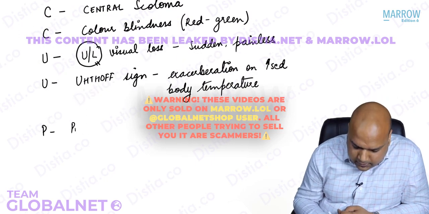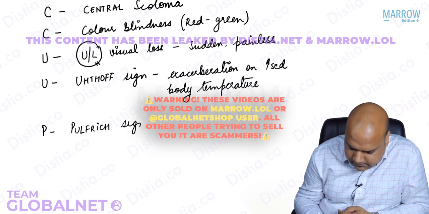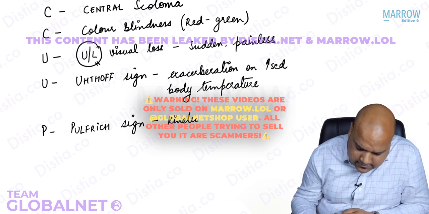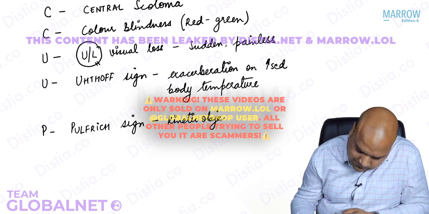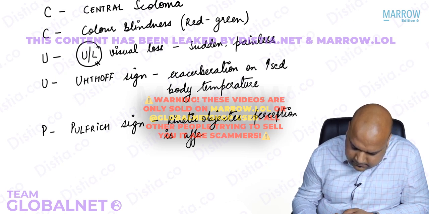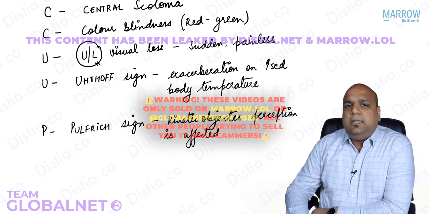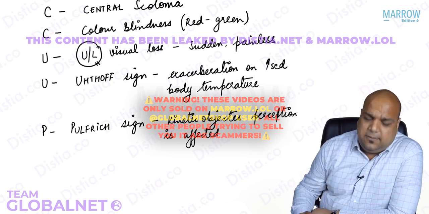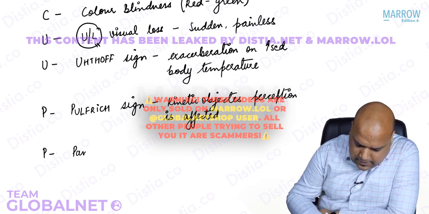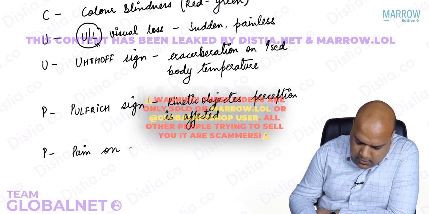P for another important sign, which is Pulfrich sign. Pulfrich sign is that the perception of kinetic objects is affected. The perception of the kinetic objects gets affected, everybody. Then lastly, P, pain on movement of eye.